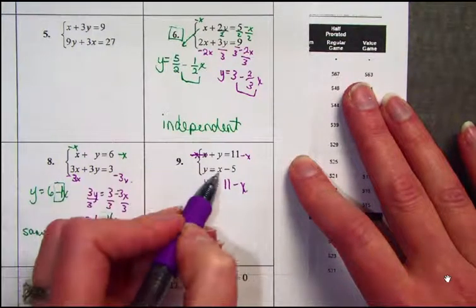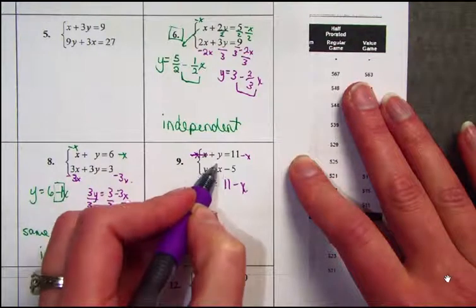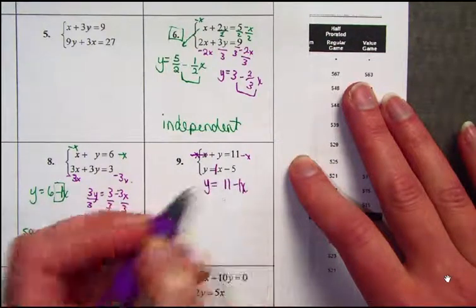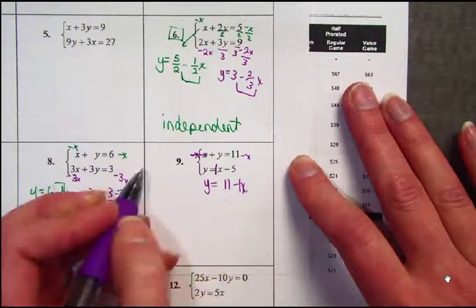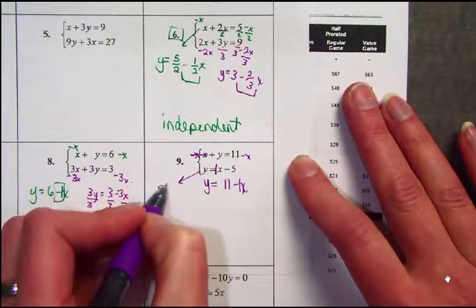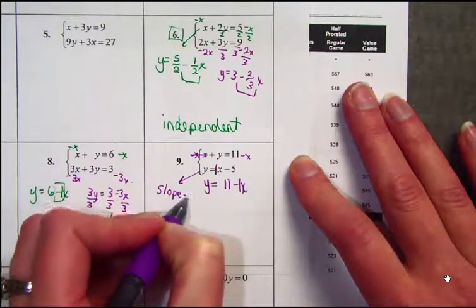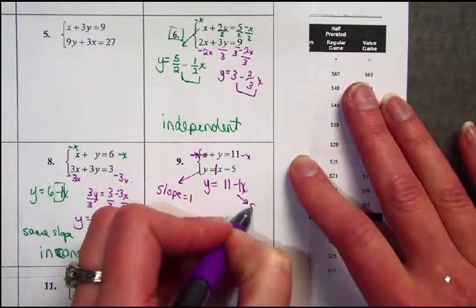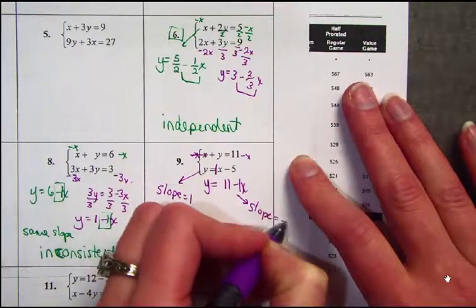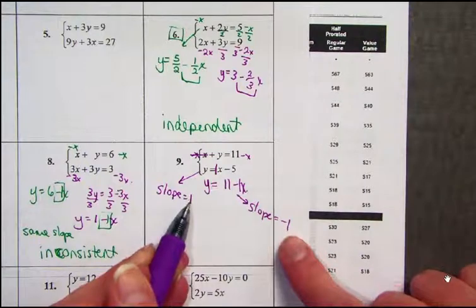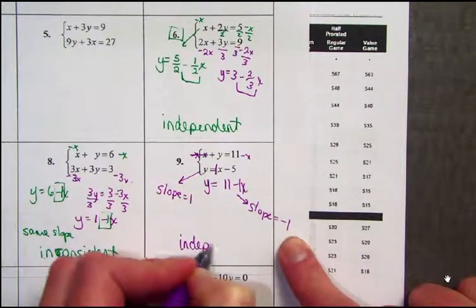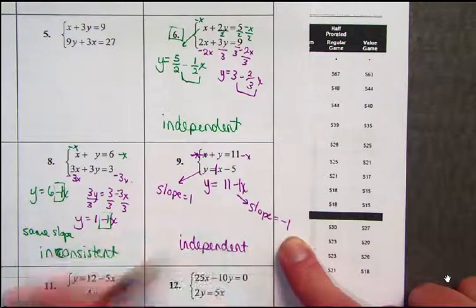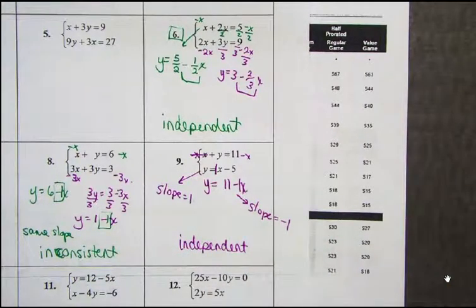Now what I noticed, this one has a positive slope, and if there's not a number in front, we can think of it like having a 1. So this is a positive 1, and this is a negative 1. So this one's slope is 1. This one, the slope is negative 1. And because they have two different slopes, this means that we have an independent system. I can classify it without even having to graph it on my calculator.